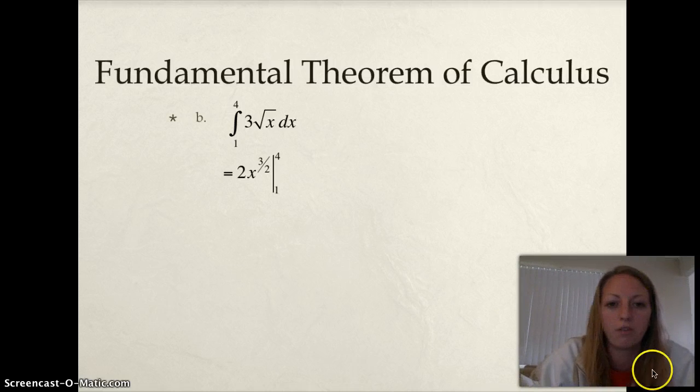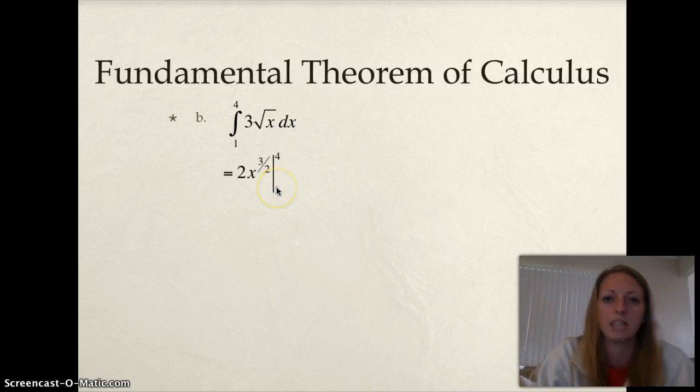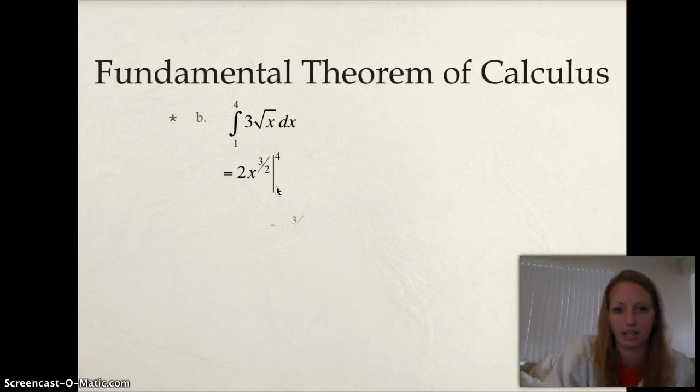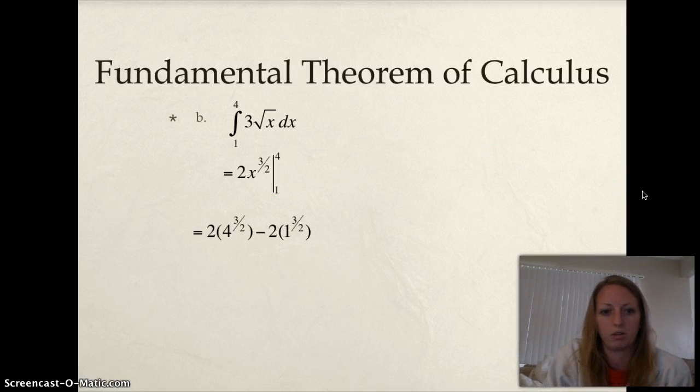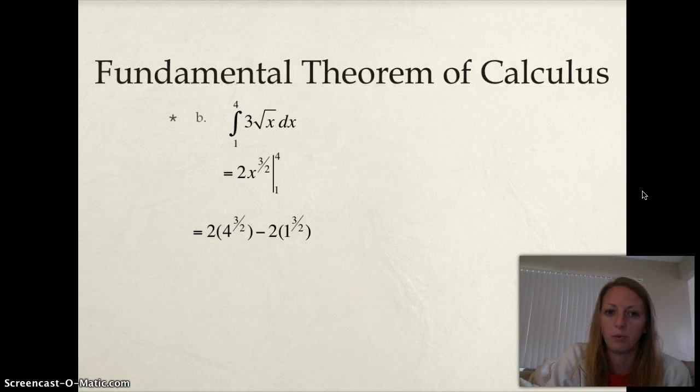Remember, the 4 is my b value, the 1 is my a, so I'm going to take F of b minus F of a again. So there I go: 2 times the quantity 4 to the 3 halves, minus 2 times the quantity 1 to the 3 halves.